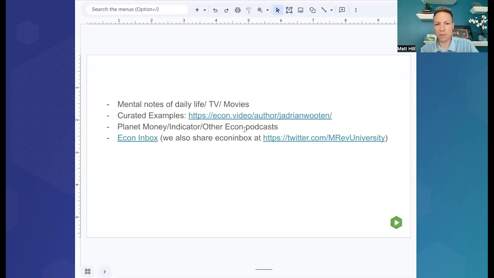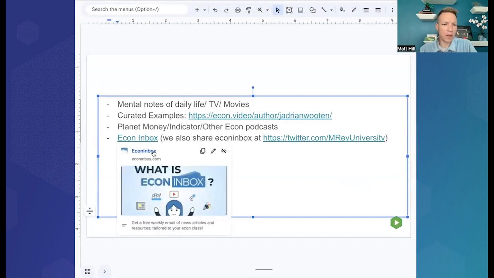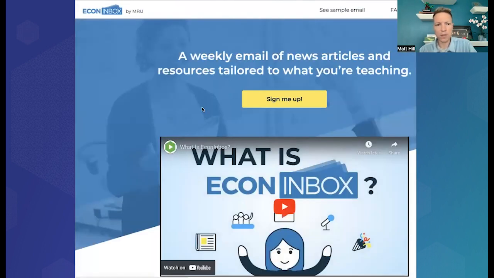You can use the various podcasts. There's the NPR ones, Planet Money, The Indicator. Freakonomics is longer, but sometimes it's good. EconTalk as well. Trying to think of the other econ podcasts I listen to. There's a Bloomberg one that I listen to. Here we have EconInbox.